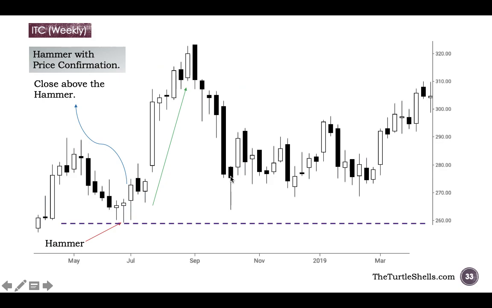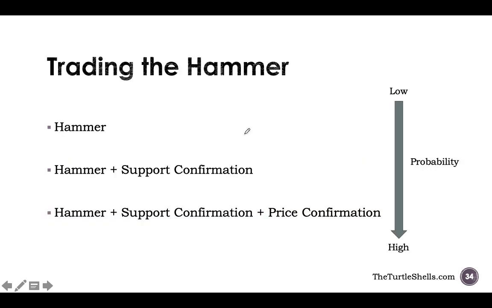Okay. So see, when you wait for price confirmation, what happens? This bullish confirmation has worked out well for us. The price has gone up aggressively. Okay. Although in reality I would not have taken the trade because the reward to risk was not in our favor. I need a reward to risk of at least 2 is to 1. Okay. So how do you trade a hammer?